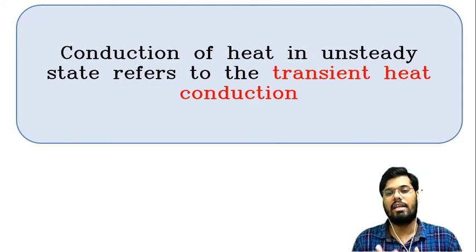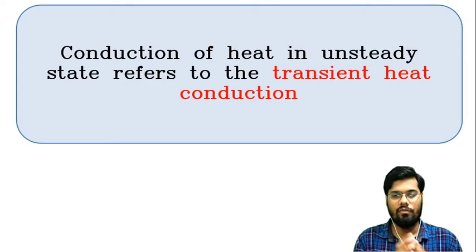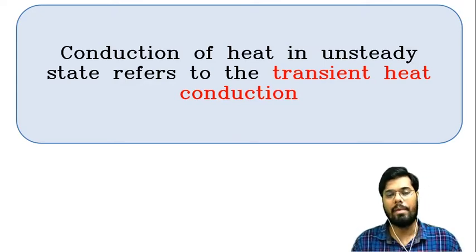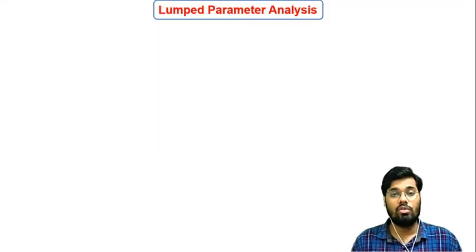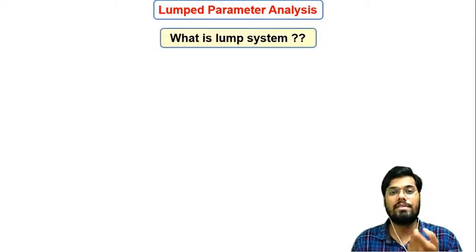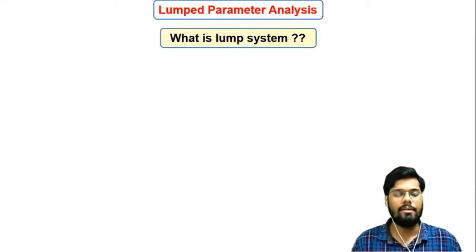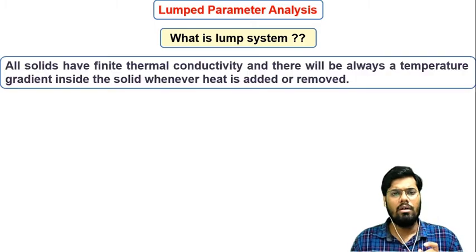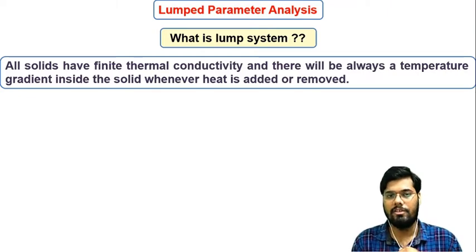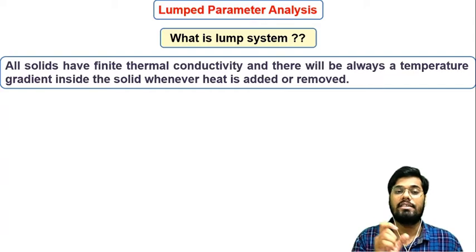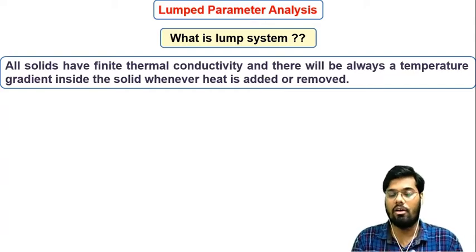So to understand transient heat conduction, first we need to understand the lumped parameter. What is a lump system? Let's understand. All solids have some finite thermal conductivity, based on the material, and there will always be a temperature gradient inside the solid whenever heat is added or removed.